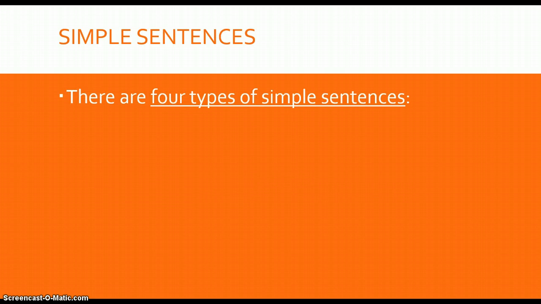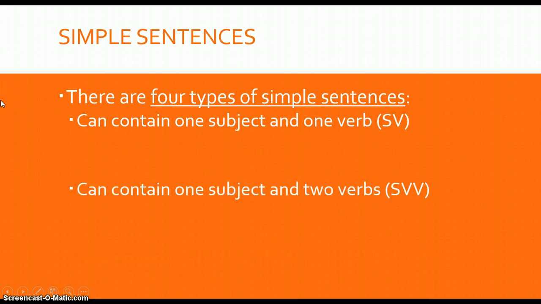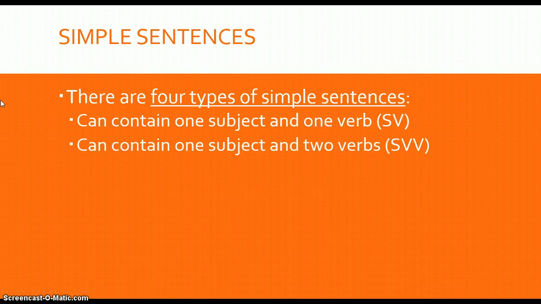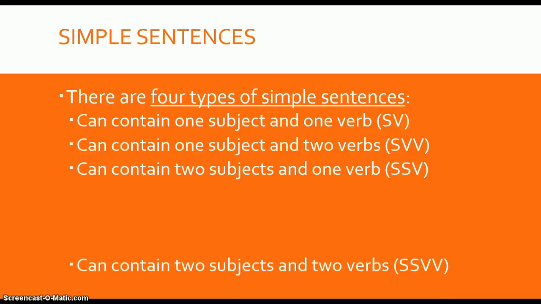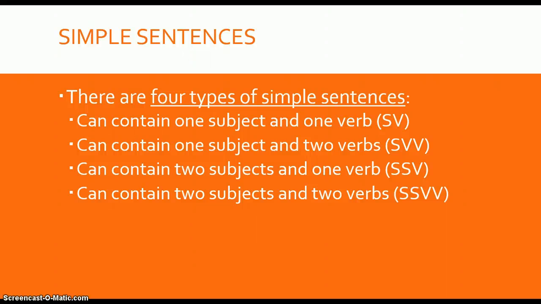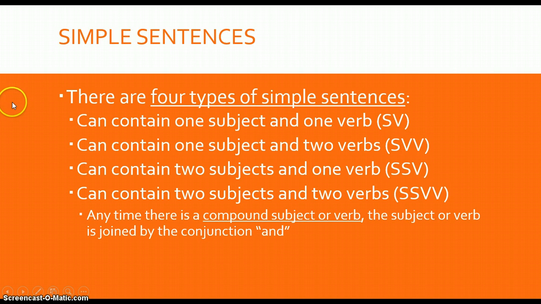Now when we think about simple sentences, we'll be talking about the 4 different types of simple sentences. We can have a sentence that contains one subject and one verb. We can have a sentence that has one subject and 2 verbs. We can have a sentence that has 2 subjects and 1 verb. And finally, we can have a sentence that has 2 subjects and 2 verbs. Anytime that we have 2 subjects or 2 verbs, we will be calling this a compound subject or a compound verb. And we combine compound subjects and compound verbs using the conjunction and. So let's look out for that conjunction and when we're looking through these example sentences.